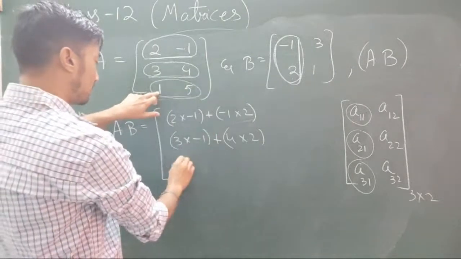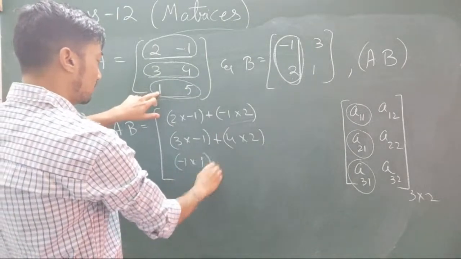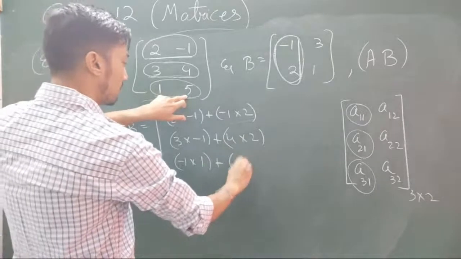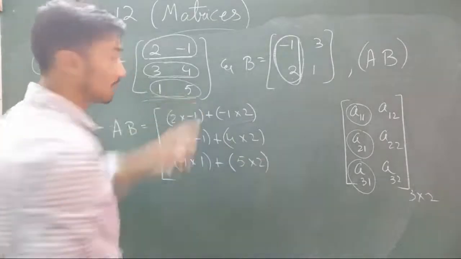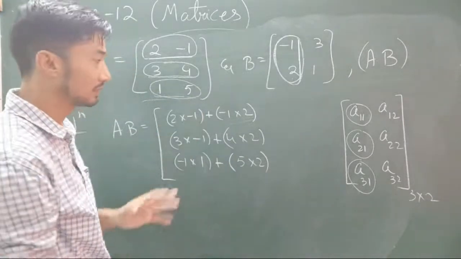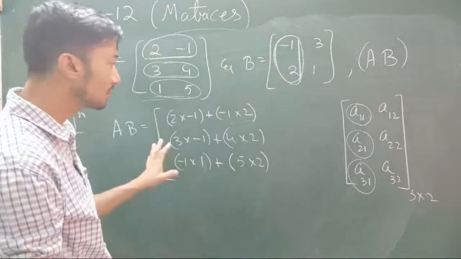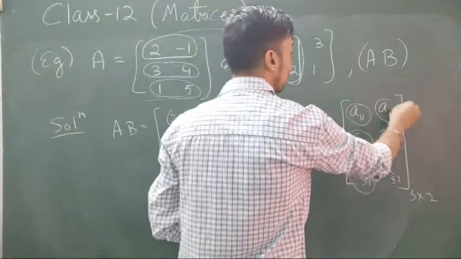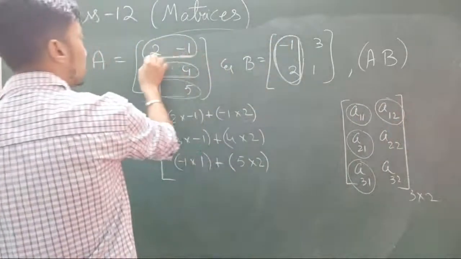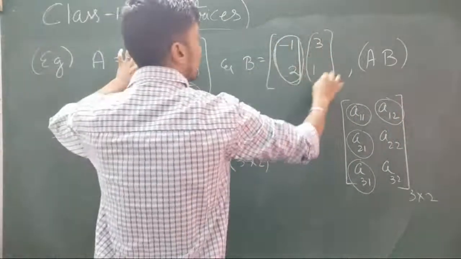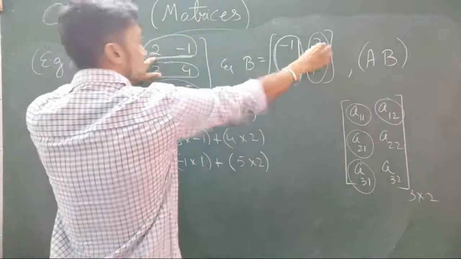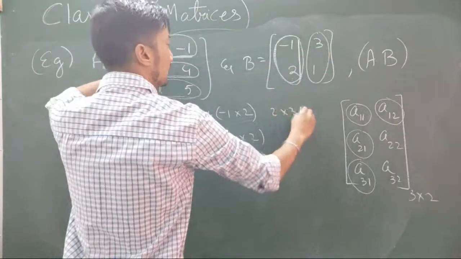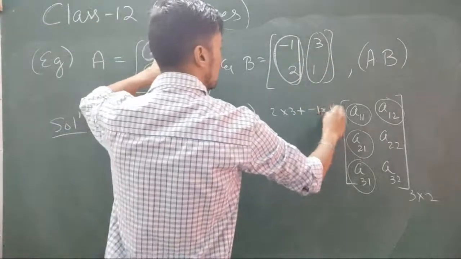There are different ways, of course. I'll definitely try to bring out other videos on multiplication itself, which will also help you. First one is done. Next, I'll go to first row, second column, that is A12. First row, second column: 2 into 3 plus minus 1 into 1.